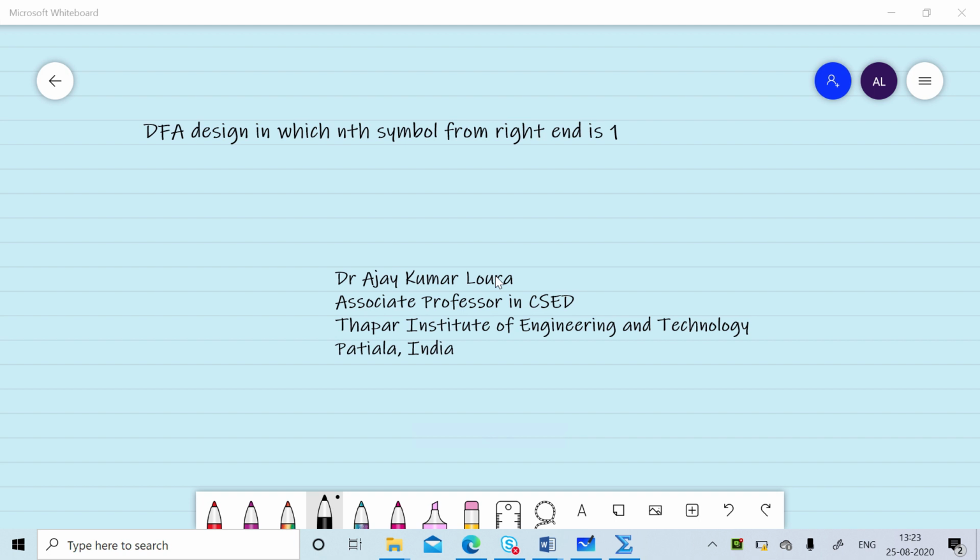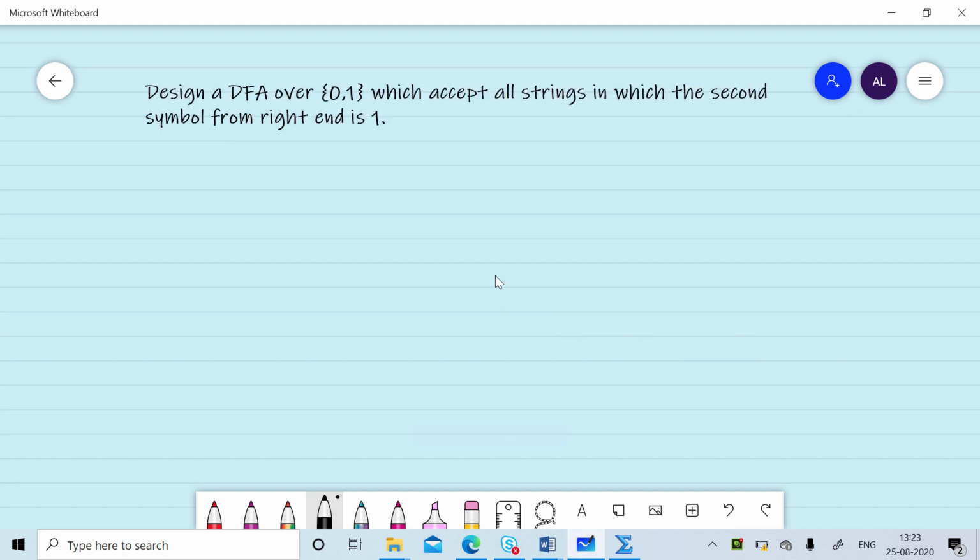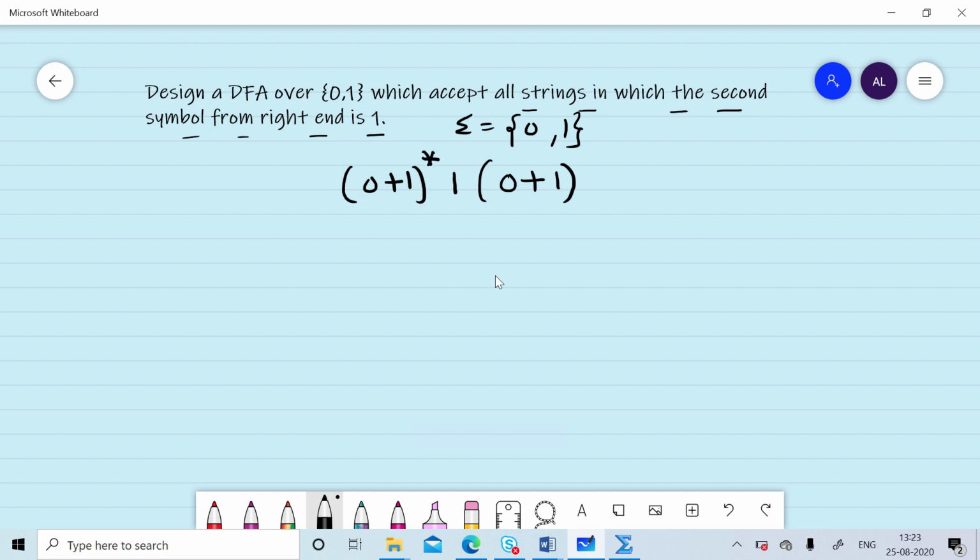Let's start the session. First we will design a DFA over 0 and 1 which accepts all strings in which the second symbol from the right side is 1. What it means is, the last symbol can be 0 or 1 because sigma is given as 0 and 1. But the second symbol must be 1 and after that any combination of 0 and 1 can occur. So first we will design an FA for these kinds of problems.